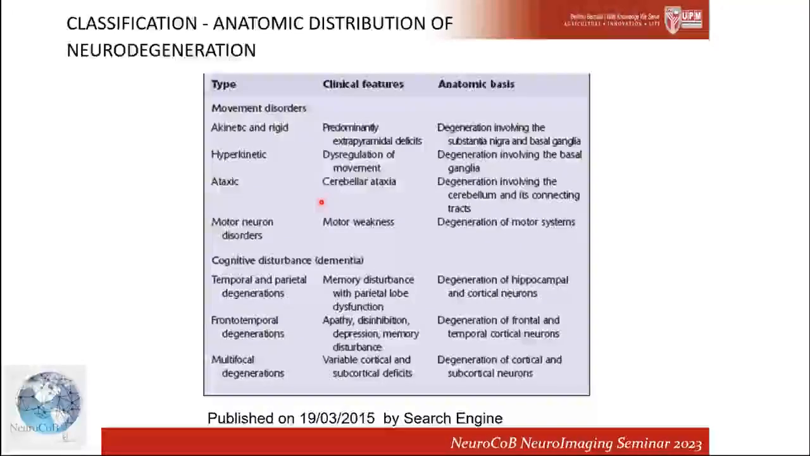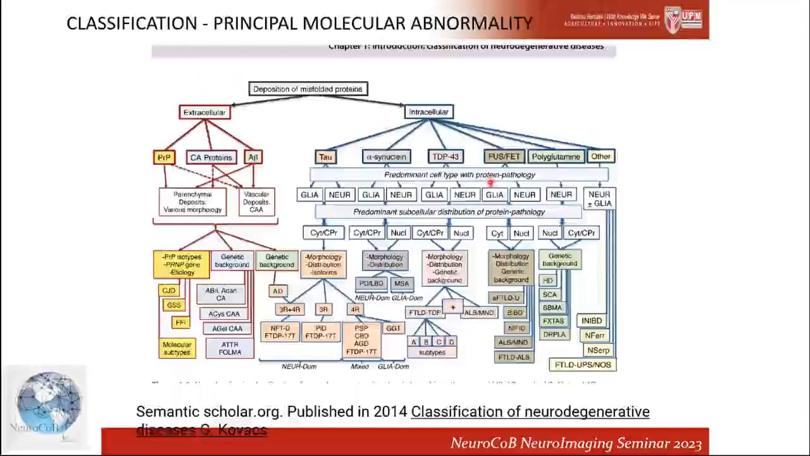So another classification, some use the anatomic distribution of the neurodegeneration. As you see here, degeneration involving the substantia nigra and the basal ganglia. They characterize it based on the anatomical distribution of the atrophy. And some use the principal molecular abnormality.